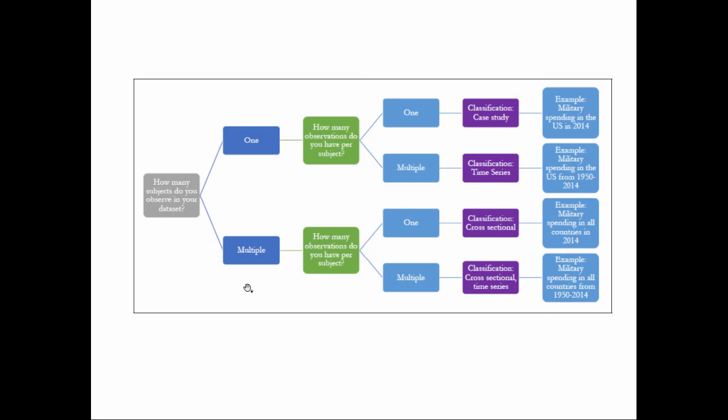If we focused on measuring military spending in all countries from 1950 to 2014, then we would have a cross-sectional time series data set because we would have multiple subjects, all countries throughout the world, in multiple time periods with multiple observations, 1950 to 2014.